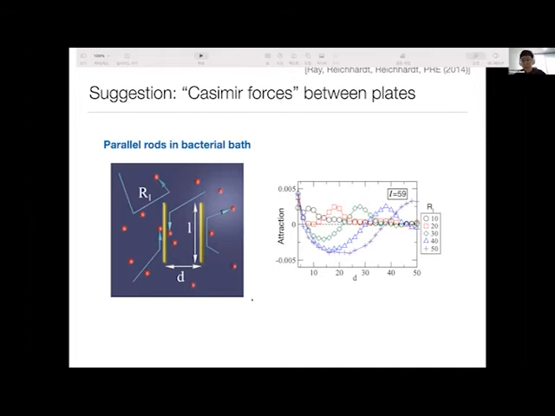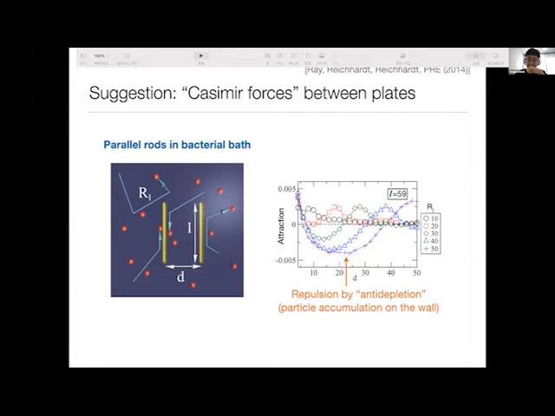Now, what happens, as you can see here, is that the amount of attraction between these two rod-like objects changes as you vary their distance, D. Interestingly, when D is very small, it is attractive. As D gets longer, it decreases, then it starts to increase again and becomes attractive again. And when D becomes very, very large, it starts to decrease again. And depending on the persistence length scale R_L, you can see that the whole pattern becomes longer and longer as R_L increases. So how can you understand these behaviors?